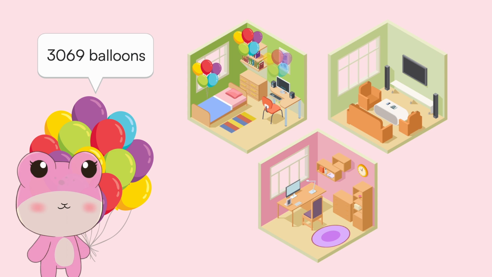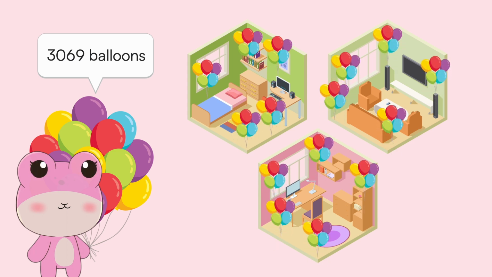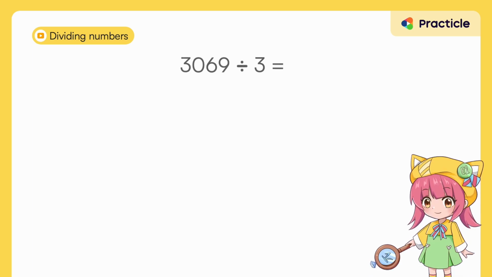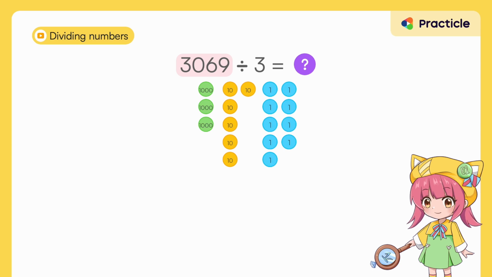Nellie needs to divide 3,069 balloons into 3 rooms equally. How many balloons will there be in each room? Let's see. 3,069 is 3 thousands, 0 hundreds, 6 tens, and 9 ones. Just like how we divide 3 digits by 1 digit, let's start dividing from the greatest place value.